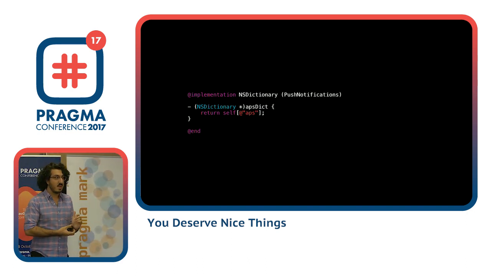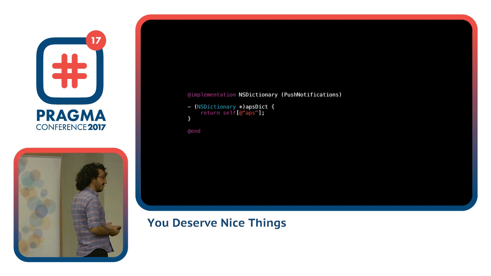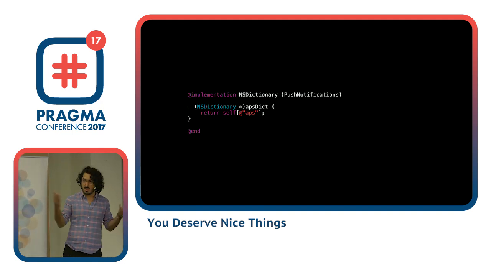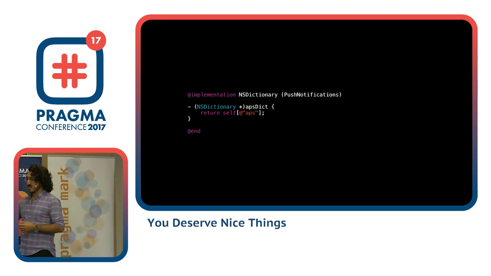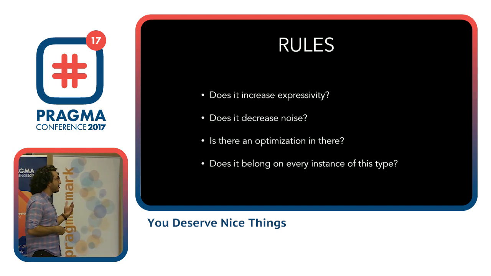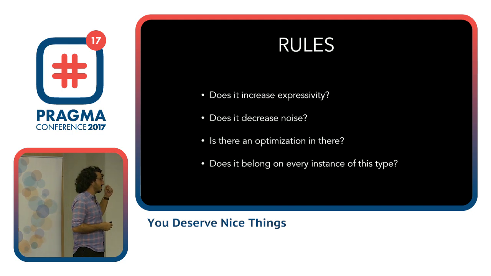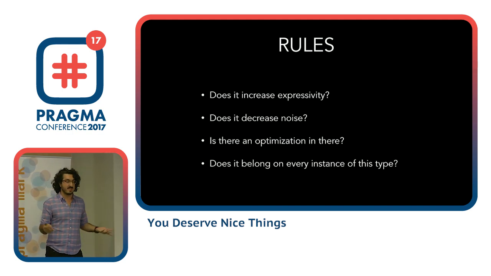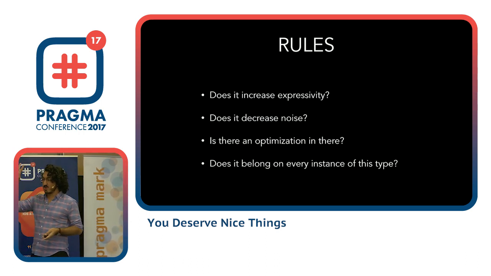But most of the dictionaries that are in your app don't have anything to do with push notifications. In fact, push notifications are pretty rare in the grand scheme of everything that happens in your app. So this is not the right place to put this code. So the last rule of when you should extend a type and add something to it is, does it belong on every instance of that type? So those are the 4 rules.